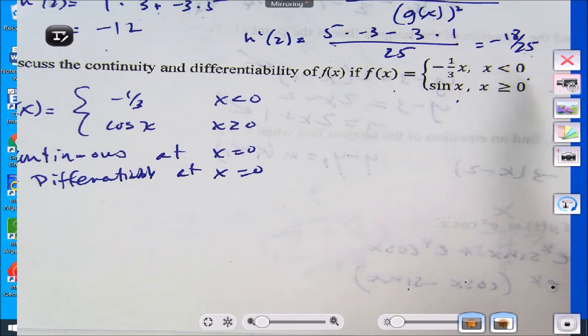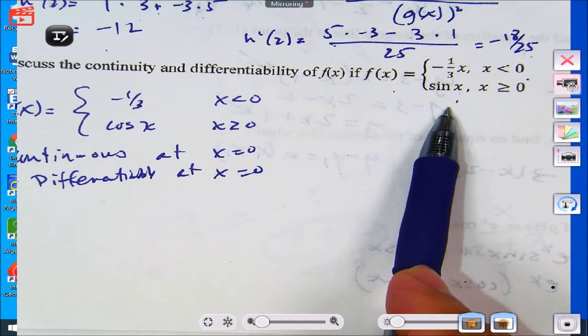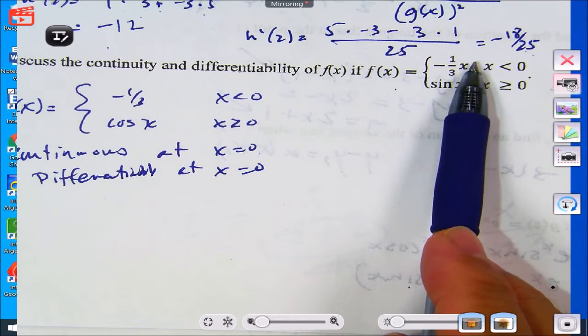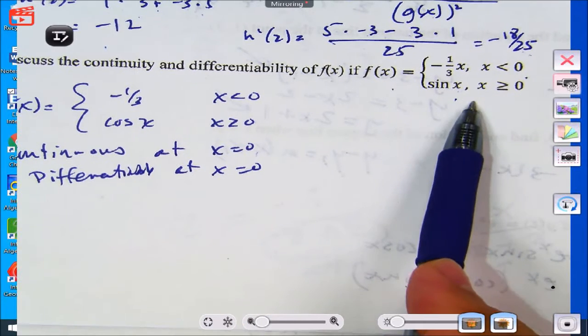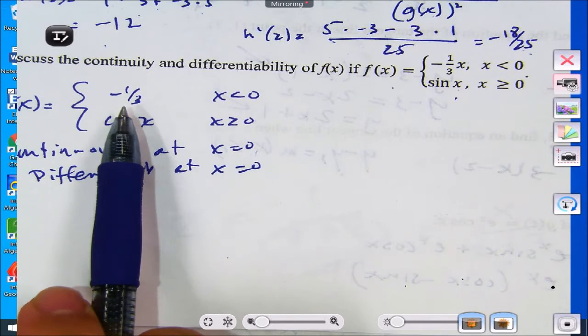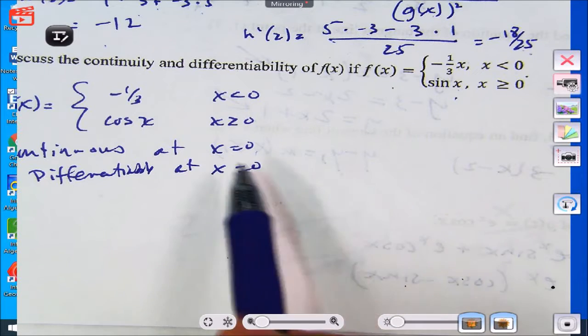How do you get 0 out of sine of x or cosine of x? I didn't say I got cosine of 0. I'm plugging in 0 here to get continuous at x equals 0. Sine of 0 is 0. But cosine of 0 is 1, not negative 1/3. So that means it's not differentiable at x equals 0.